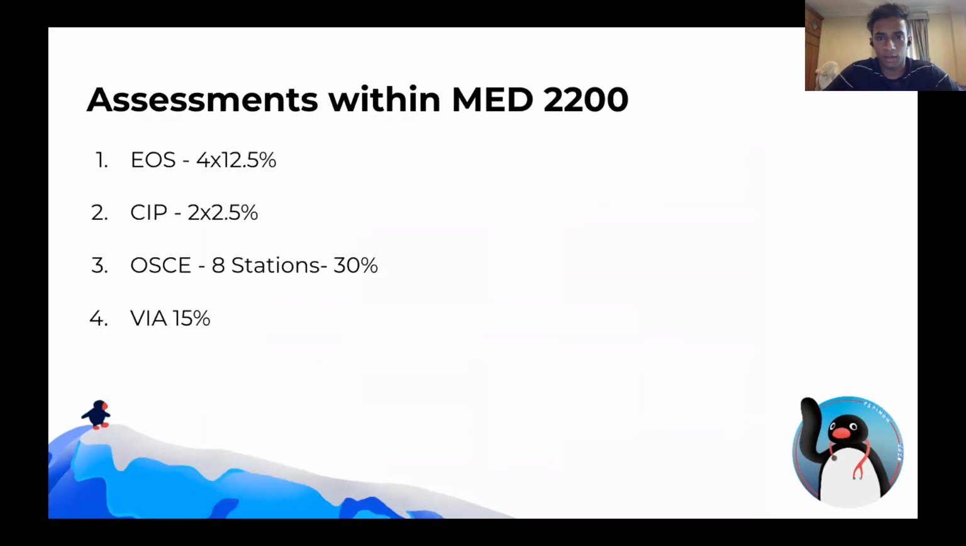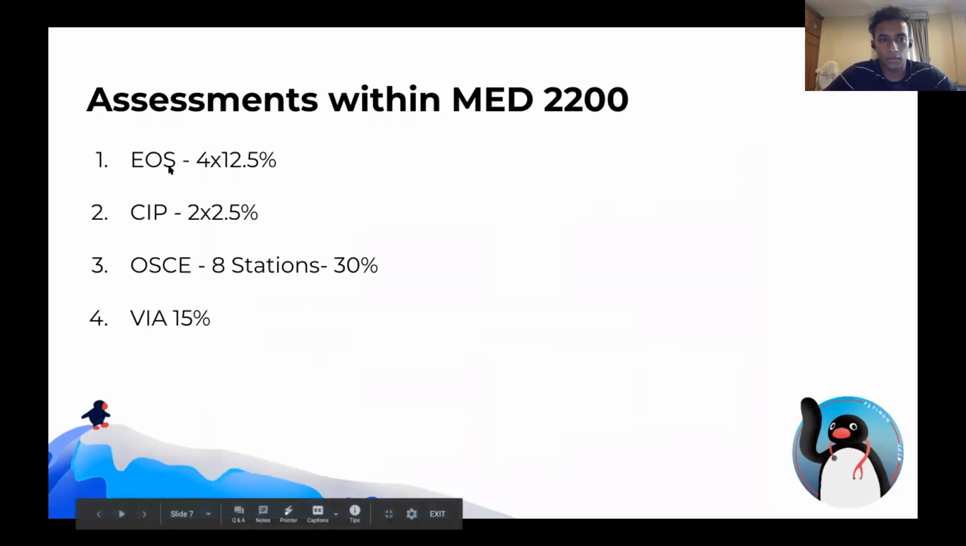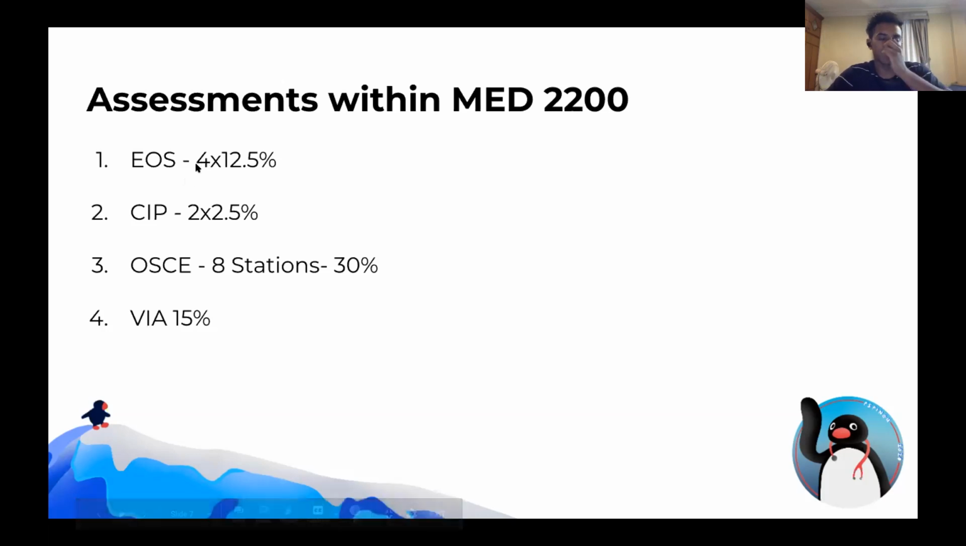So the other one, the Med 200, the scary one, the one which is actually graded, is again broken down into four components. Your end of semester examinations, you have 4 of them, 2 in Sem 1 and 2 in Sem 2, and each of them is 12.5%. And you have your online quiz at the end of each semester, which is 2.5%.